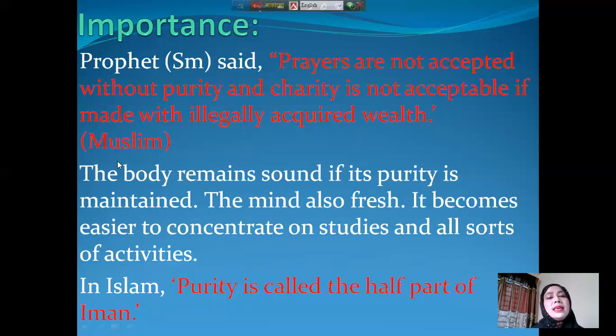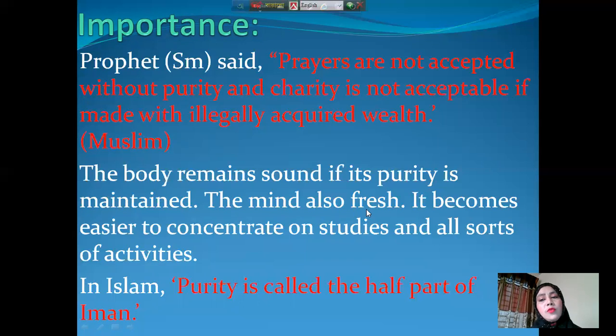So you see here we are getting one word, Muslim Sharif. You know, in our class we discussed about Sihah Sittah. We know that there are 6 very respectable hadith books in Islam, and in a word they are called Sihah Sittah, and Muslim Sharif is one of them. Here you see Rasul Sallallahu Alaihi Wasallam emphasized the purity of mind and the purity of wealth also. Then the body remains sound if its purity is maintained.